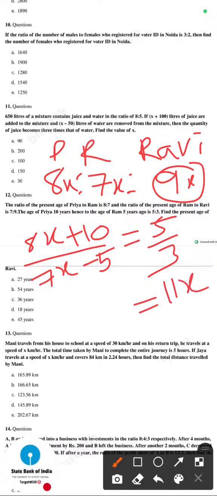3 tens are 30, and this is 25. 30 and 25 come to this side with 55. So the x value will be 5. So Ravi's present age will be 9 into 5, which will be 45. So the answer will be option E, 45.